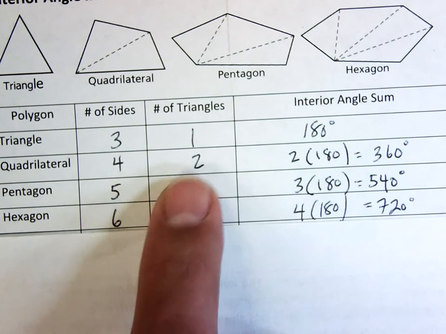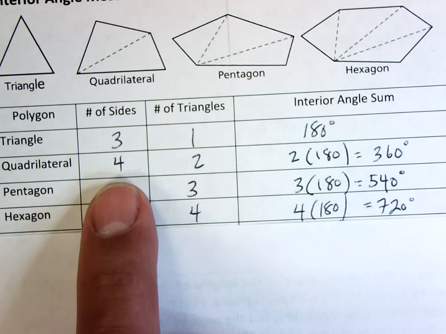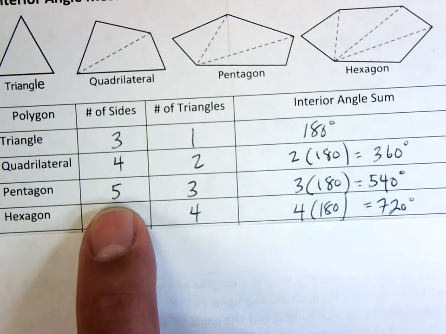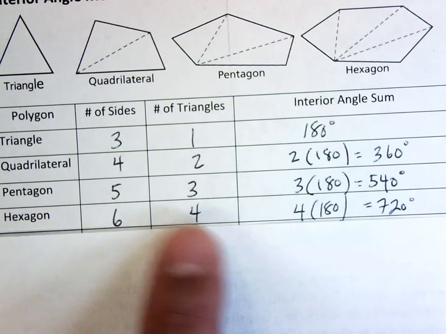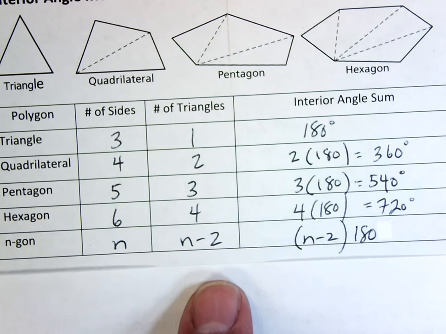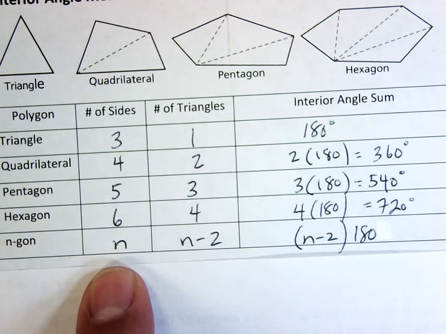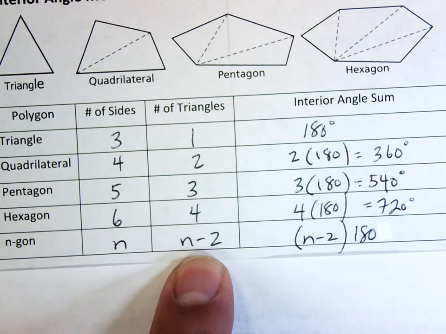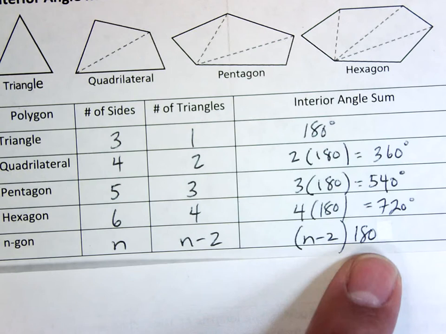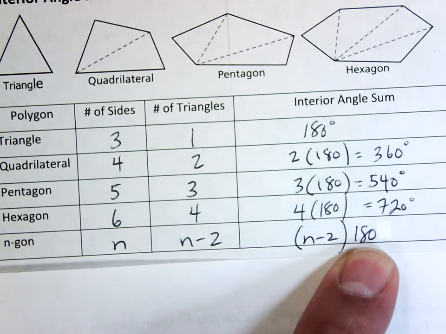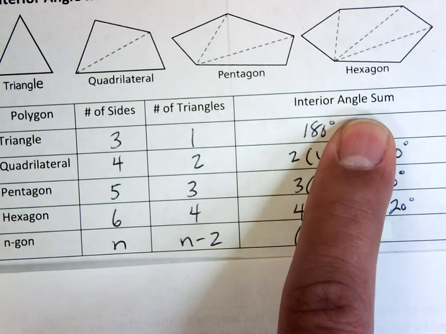Now, do we see a pattern here? 4 sides, 2 triangles. 5 sides, 3 triangles. 6 sides, 4 triangles. The rule is, notice the number of triangles I can make is 2 less than the number of sides. So if I know the number of sides in my shape, all I have to do is subtract 2 from that. That'll give me the number of triangles I can make, and then I can multiply that number by 180 to figure out what the interior angle sum is.